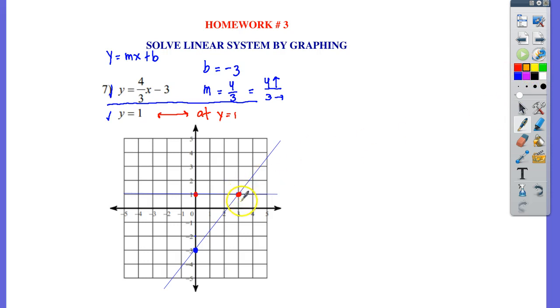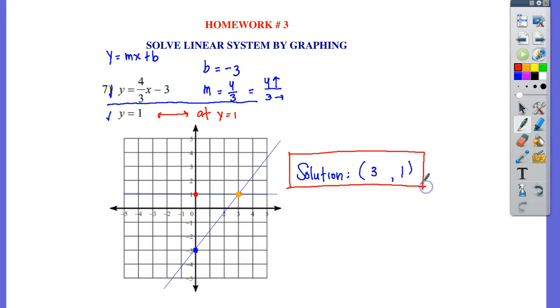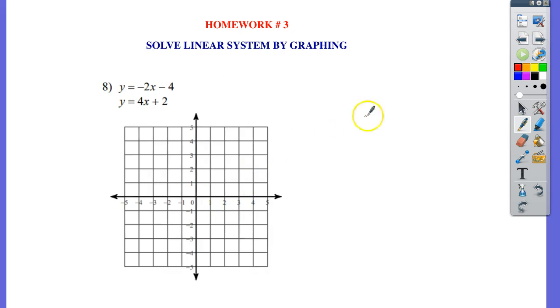Choose a different color. So the point of intersection, so we say the solution is at, what's that? 3, 1. That's the solution to that system. All right, the last one.